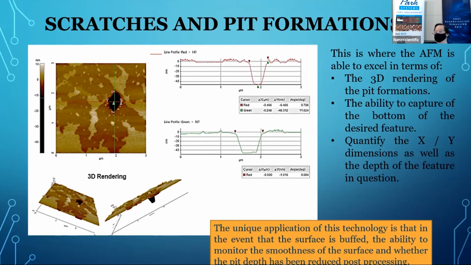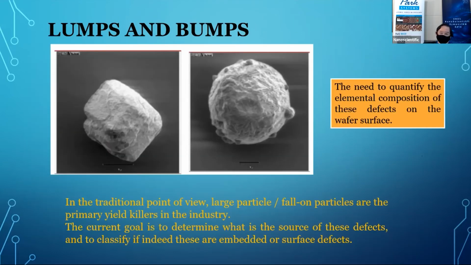So the SEM can only see a pit. It cannot describe the quantities of this pit: the sidewall angles, has it improved, or has the depth improved? Right. So with the AFM, I'm able to see both the 2D and 3D renditioning of the defect of interest, which is the unique capability here of the AFM systems.